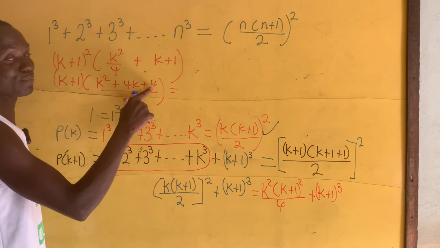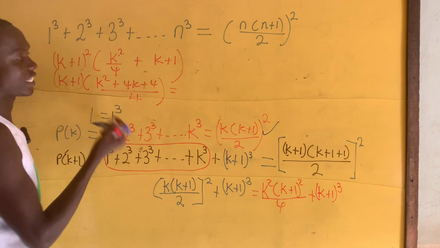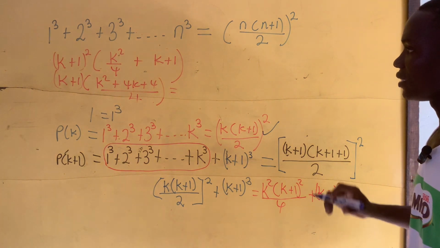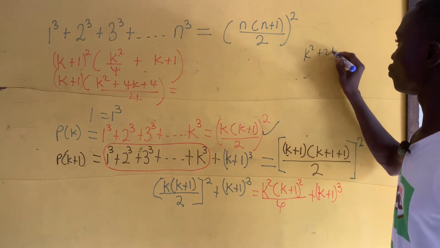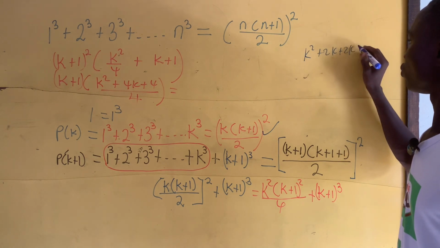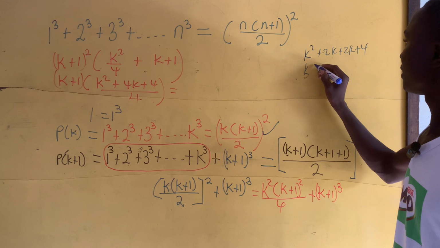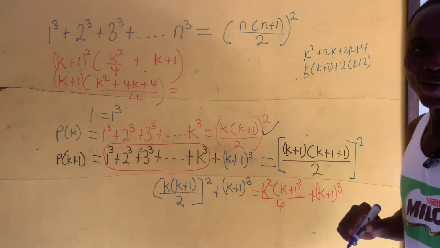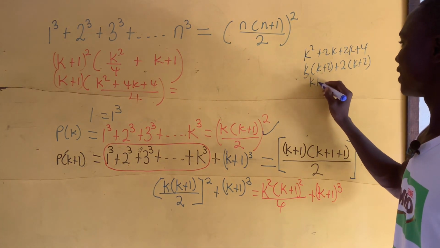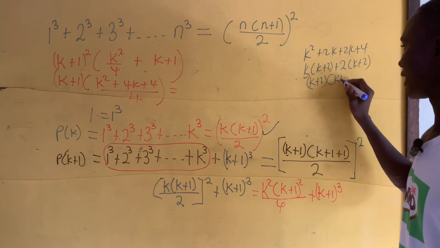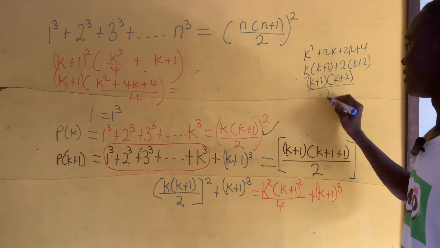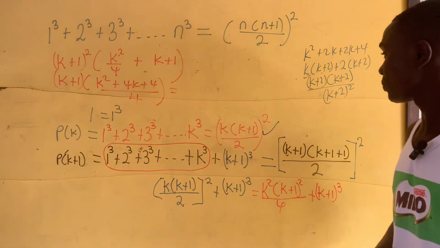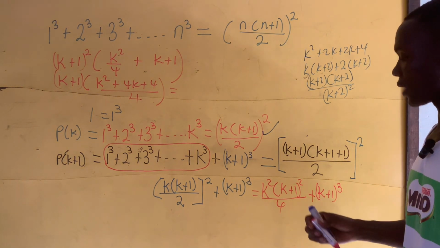This is a quadratic expression, so we factorize it. This is simply k squared plus 2k plus 2k plus 4. This gives us k times (k plus 2) plus 2 times (k plus 2). So this is going to give us (k plus 2) multiplied by (k plus 2), repeated twice. So it gives us (k plus 2) squared.